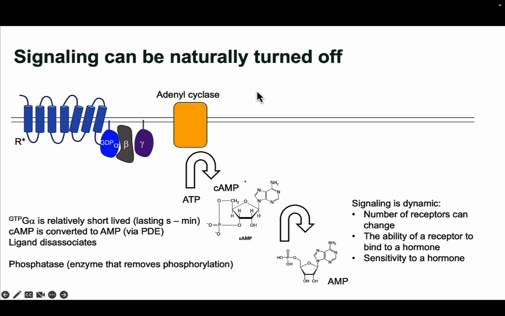The whole signaling pathway is quite dynamic. So in a cell that's signaling, the numbers of receptors can change, the ability of the receptor to bind to a hormone can change, and the sensitivity to a hormone can change. So this is a very dynamic process that's very well controlled.